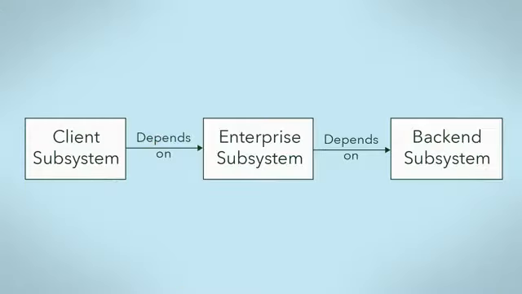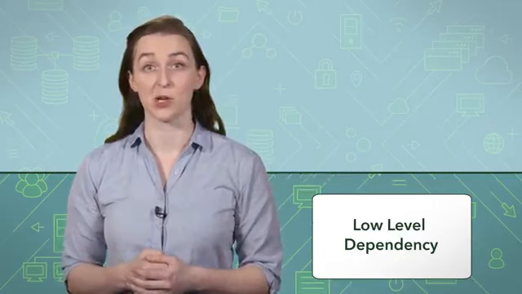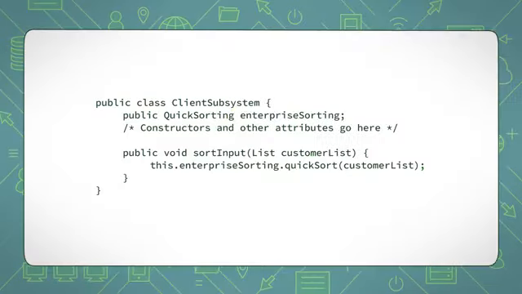In a conventional software design, your system architecture might look like this. Your subsystems are directly dependent on each other, which means that your client class will directly reference some concrete class in your enterprise subsystem, which will directly reference some concrete class in your backend. This form of dependency is called a low-level dependency because the client classes are naming and making direct references to a concrete class. But what happens when you need to change this reference in the future? Here, you have direct naming and referencing to the concrete class called quick sorting, which you use to sort a list sent to your system by a user.